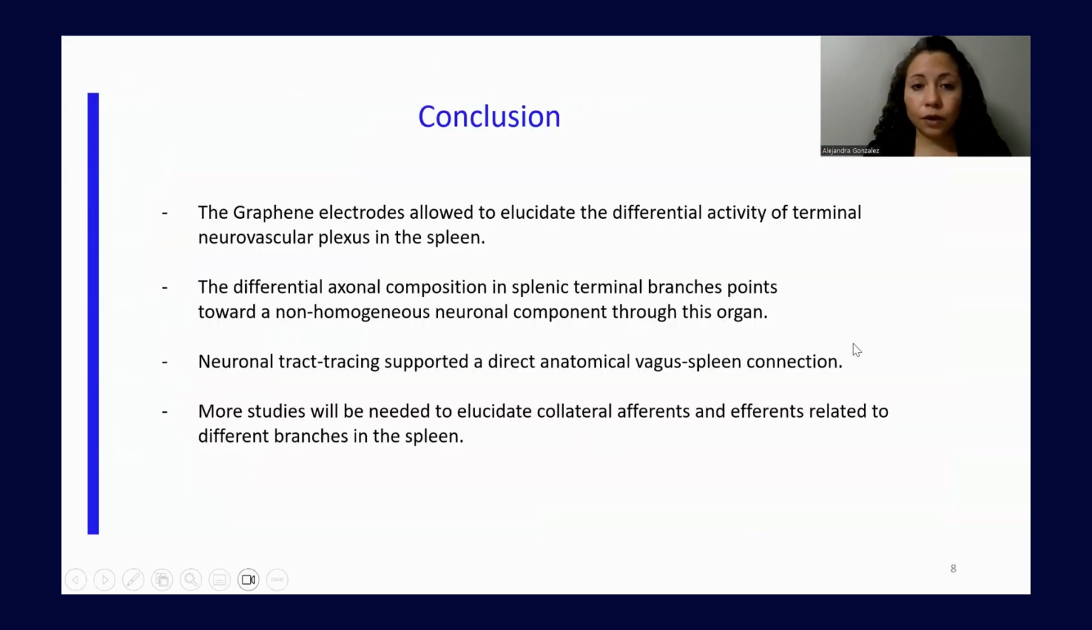So as a conclusion, these graphene electrodes allow us to elucidate different activity of terminal neurovascular plexus in the spleen. The differential axonal composition on the splenic terminal branches points toward a non-homogeneous neuronal component through this organ, or compartmentalization. And the neuronal tract tracing supported a direct anatomical vagus-spleen connection. And of course, we need more studies to elucidate more collateral afferents or efferents to relate to different branches in the spleen.